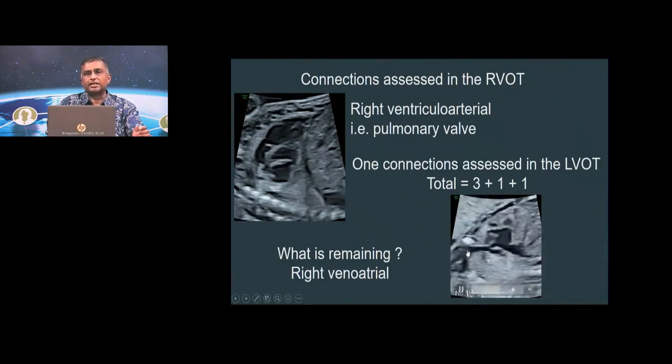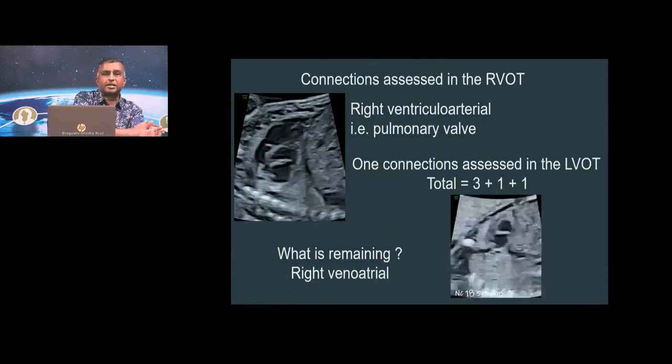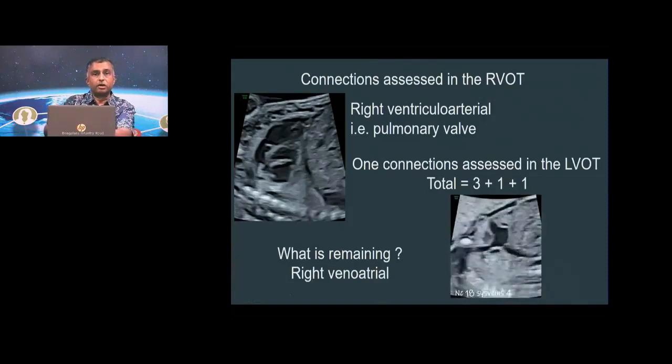the hammock view looks like this. It's also called the bicaval view. You have the SVC, you have the IVC, that's the right atrium which is happening, but we normally don't see this as a part of the mid-trimester anomaly scan, because if you have all these connections right, you can take the luxury of saying I'm not going to do this view.